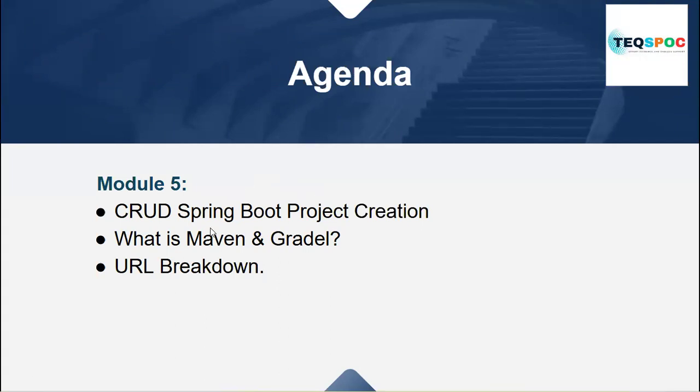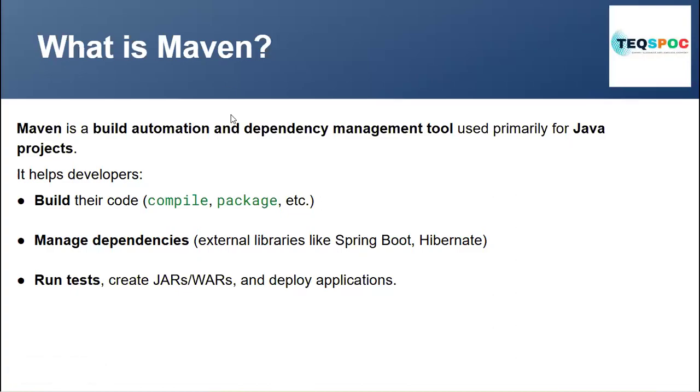Then we will see what Maven and Gradle are, and the URL breakdown. The URL which we see in our web browser, what things are written, what is the meaning of everything: localhost, what is 8080, what is HTTP. We will break all of this down. Okay, so let me move to the first thing.